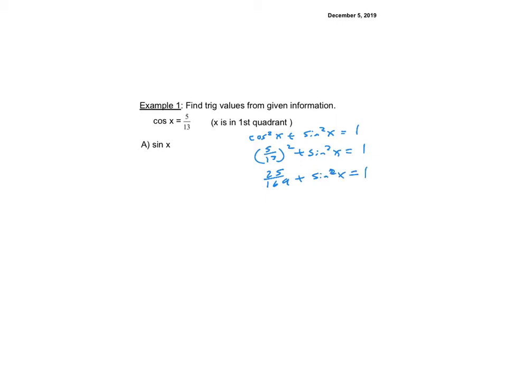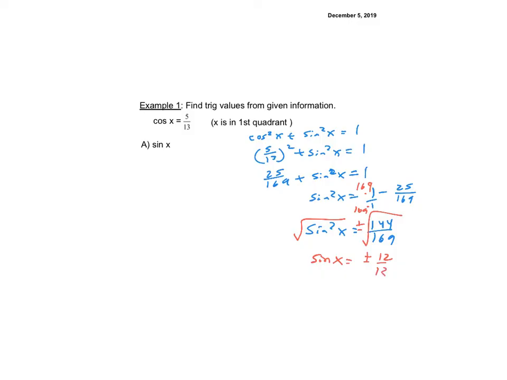Let's subtract that fraction from both sides. We need to get a common denominator. The common denominator is 169. So we get sine squared x equals 144 over 169. We need to get the sine of x, not the sine squared of x, so let's take the square root. So we get sine x equals plus or minus 12 over 13.